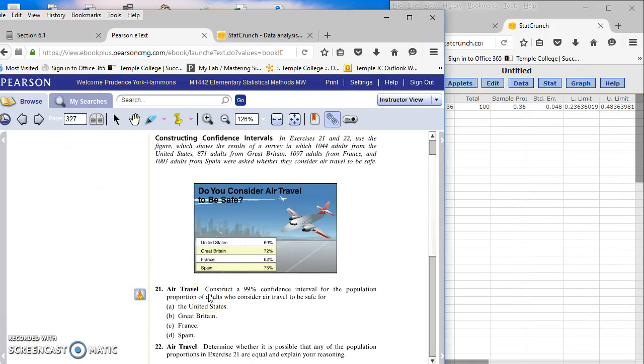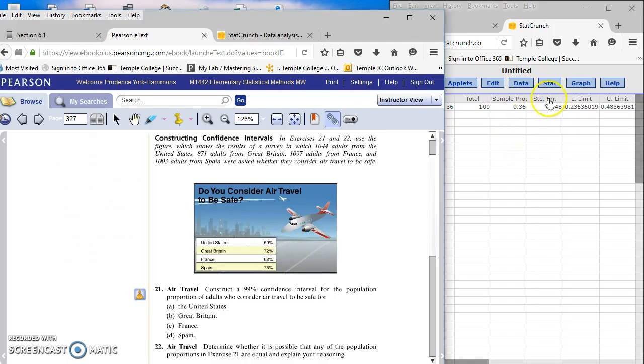Greetings, class. I'd like to use the last couple of minutes to do exercise 21 from page 327 in your e-text. It says that there was a survey in which 1,044 adults from the U.S., 871 adults from Great Britain, 1,097 adults from France, and 1,003 adults from Spain were asked whether they consider air travel to be safe. Of those, in the United States, 69% of them said that it was safe.